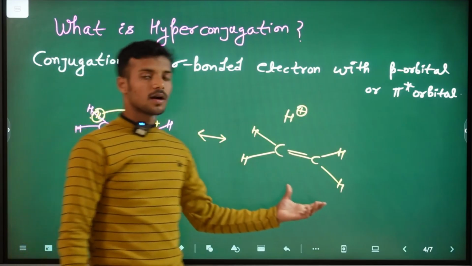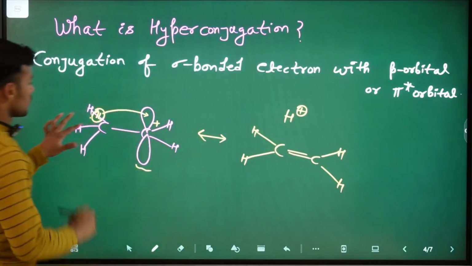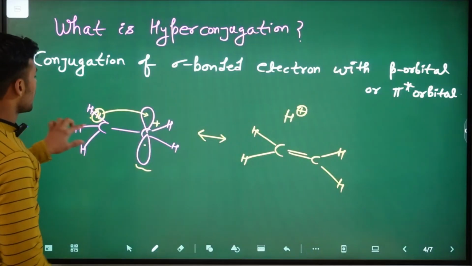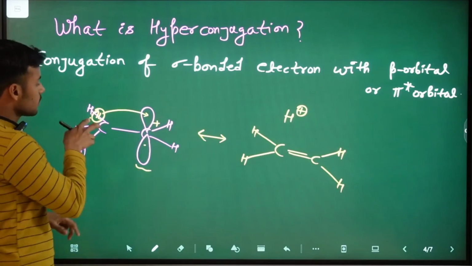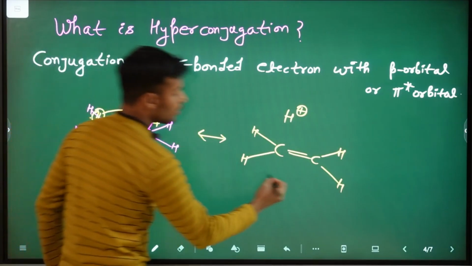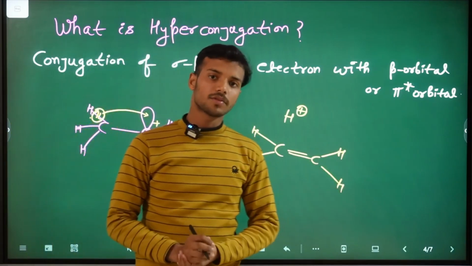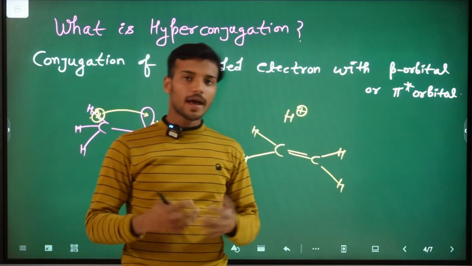This structure is called a hyperconjugative structure. This empty p orbital will interact with the alpha CH bond, and this CH bond will shift here and form a new structure, which is called a hyperconjugative structure. And the hyperconjugation effect has another name.